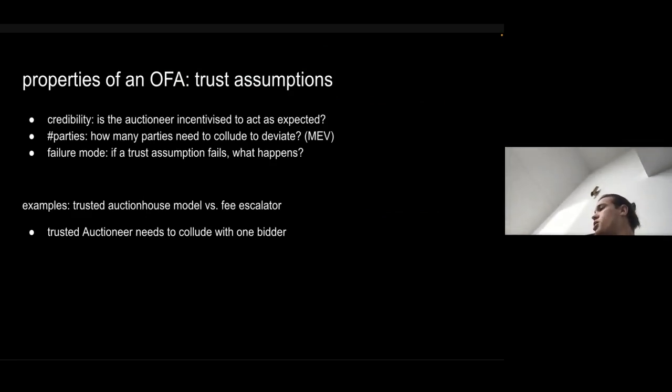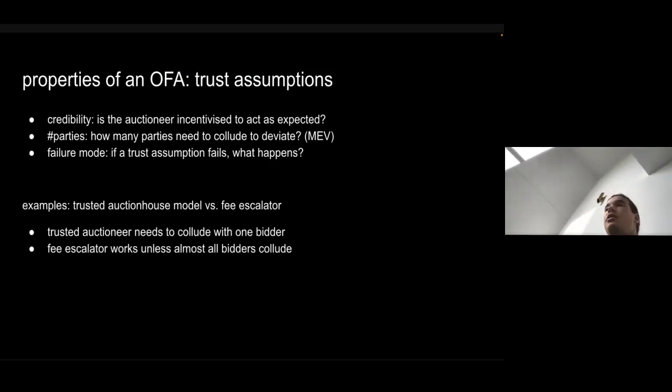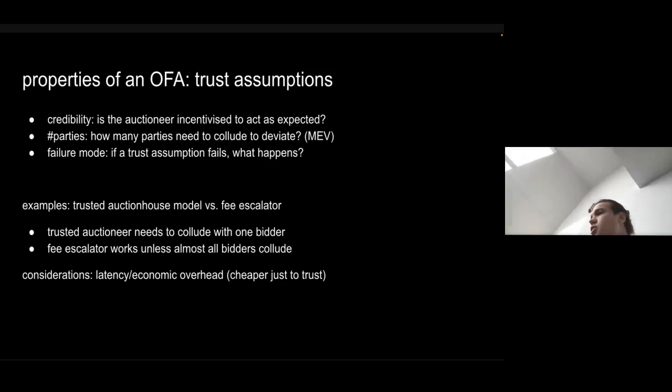So a trusted auctioneer needs to collude with only one bidder, whereas for the fee escalator to completely break, you need all of the competitive parties to collude, which seems like a much higher barrier. And then, of course, there are other considerations, like latency and economic cost, right? If you decentralize the system, you have to expect that it's somewhat slower than a centralized system, right? And there might be additional economic costs because you have to incentivize all of these actors participating.